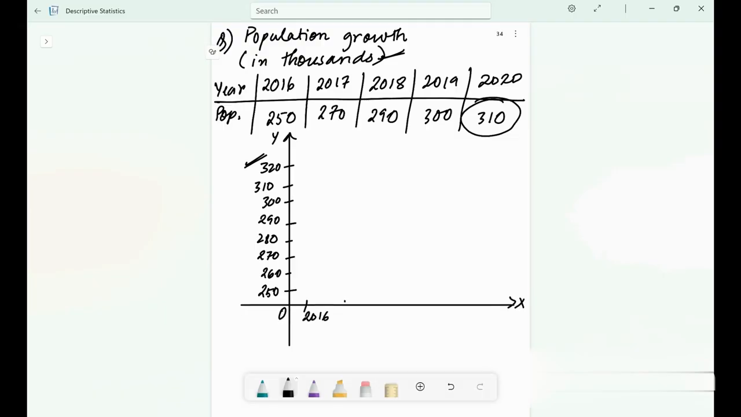Just 2016, 17, 18, 19, and 20. Let's plot it. First is 250, right? Then is 270, then is 290, then 300, and then 310. All right. How will you plot it? Like this. Okay, done.